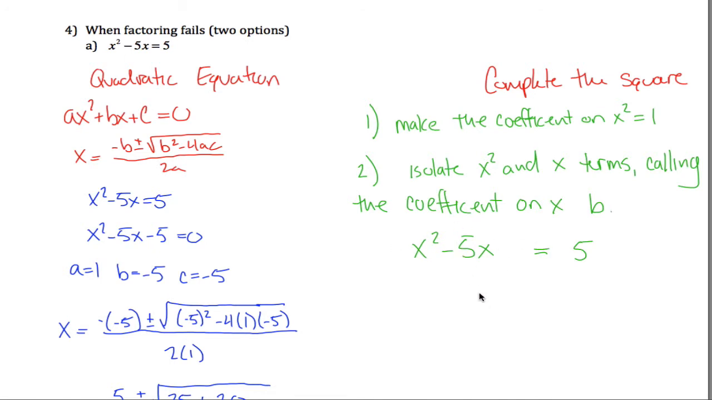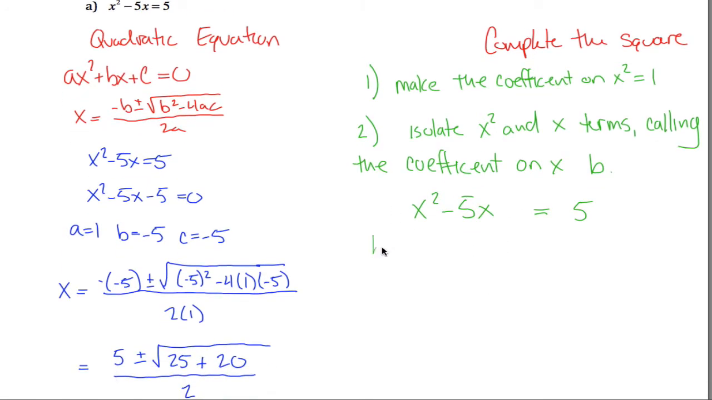And at this point, and only at this point, do you name b. b is equal to negative 5. It's tempting to look at the problem originally and name b. You'll get the wrong answer if you name b too early. You don't want to name b until after you make the coefficient on the x squared term equal to 1. So b over here is a little different than b over here.